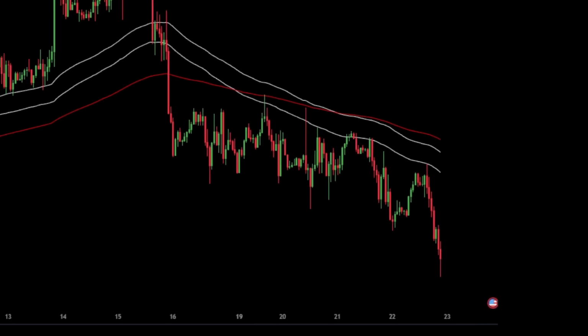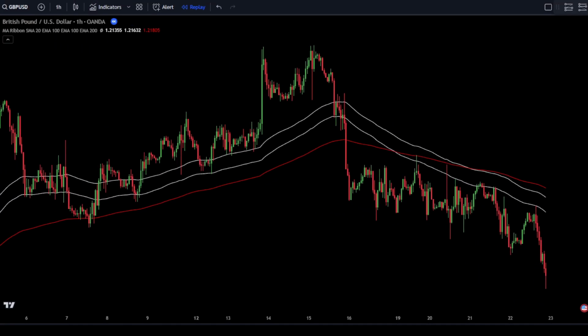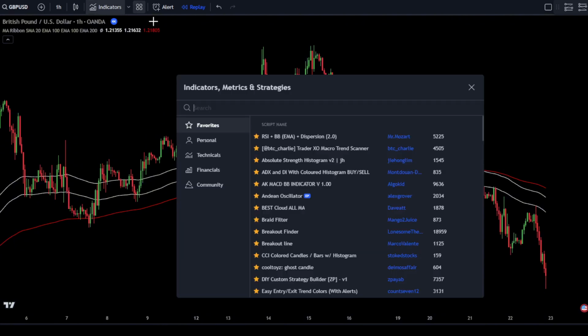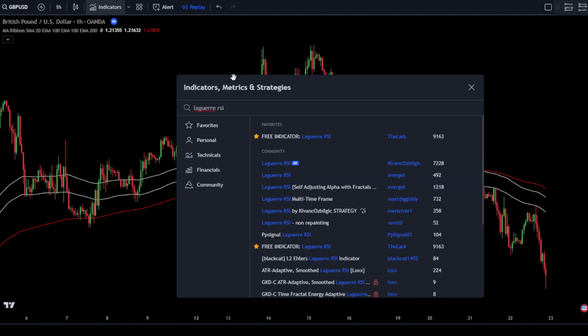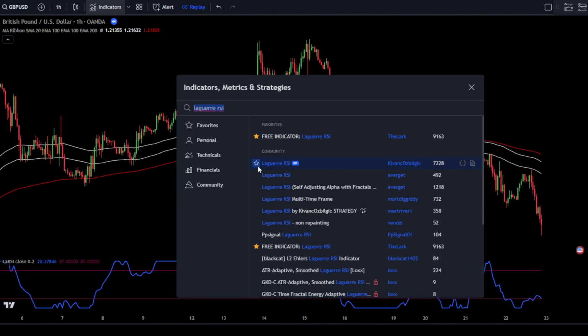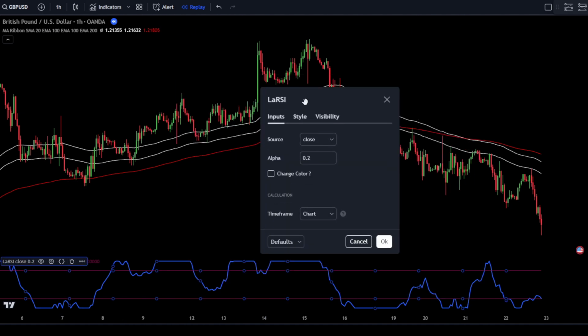Now, let's add the second indicator that will be used as a guide for placing entries in the market. Go to the Indicator Search tab and type Larsi or Laguerre RSI. Then, select the Larsi or Laguerre RSI indicator by Kavanas Bilgic. Next, configure the settings for the Laguerre RSI indicator. In the Input tab, leave the indicator at its default settings.